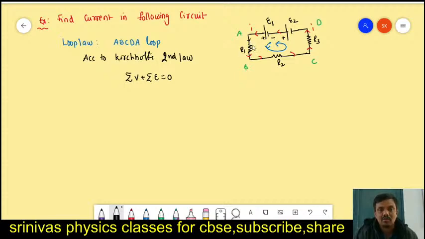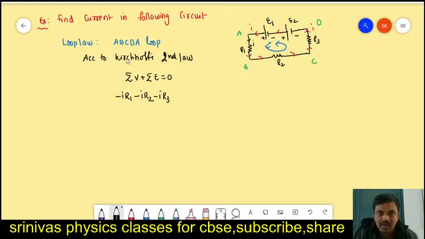You have to take negative, according to the rule: minus IR1. Then A to B is completed. B to C, I am going in the direction of the current, potential drop, minus IR2. Next C to D, also in the direction of the current. That means I am going in the direction of the current, so anyhow take negative.